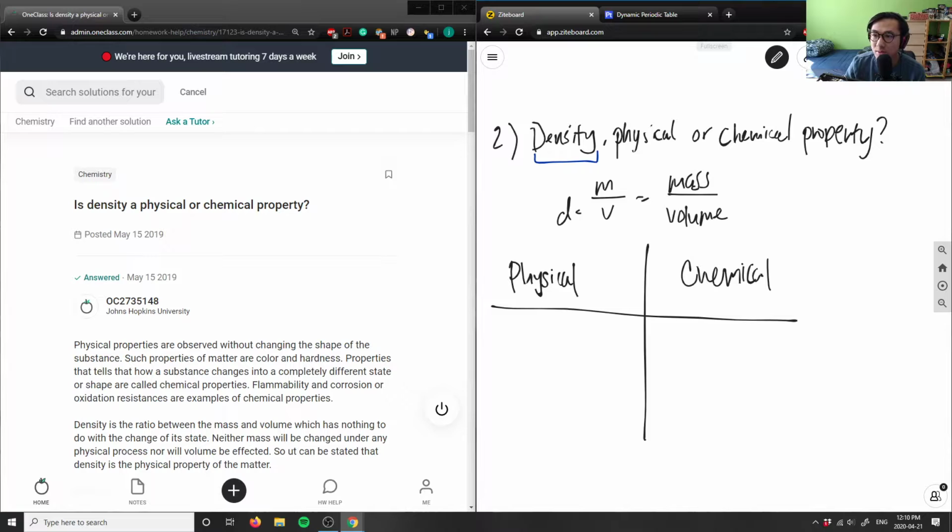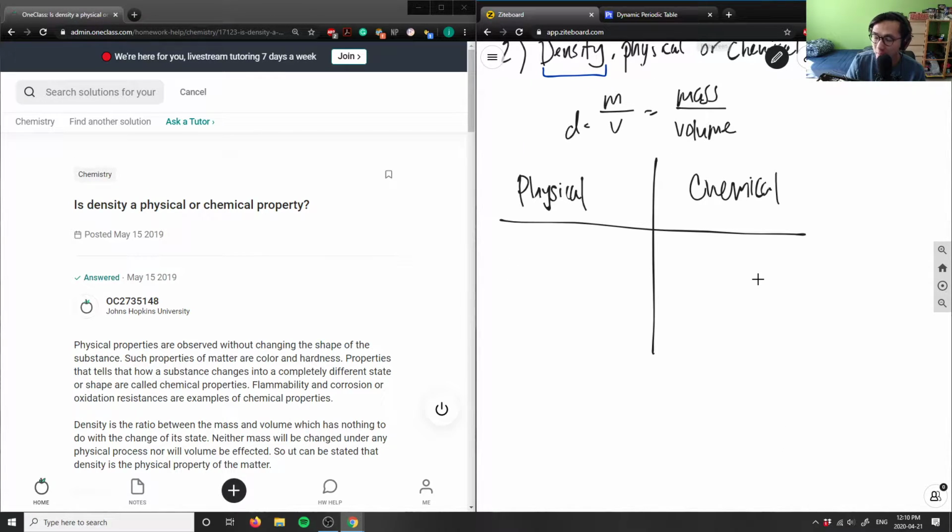So physical properties, what are some examples of physical properties? If you know it, definitely chime in on the chat. We have obviously texture. Texture is a big one. It's anything you can observe with your eyes, right? Color is a big one. Luster is another big one for metals, how shiny something is. We have the state itself, right? The state of matter is a physical property.